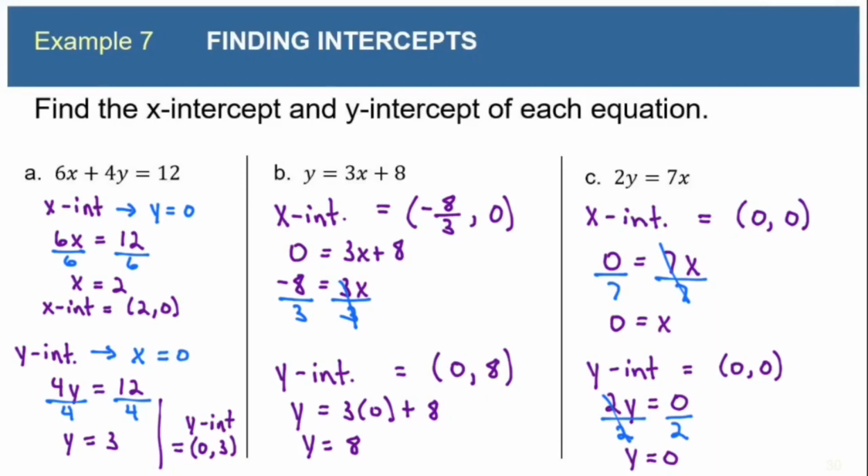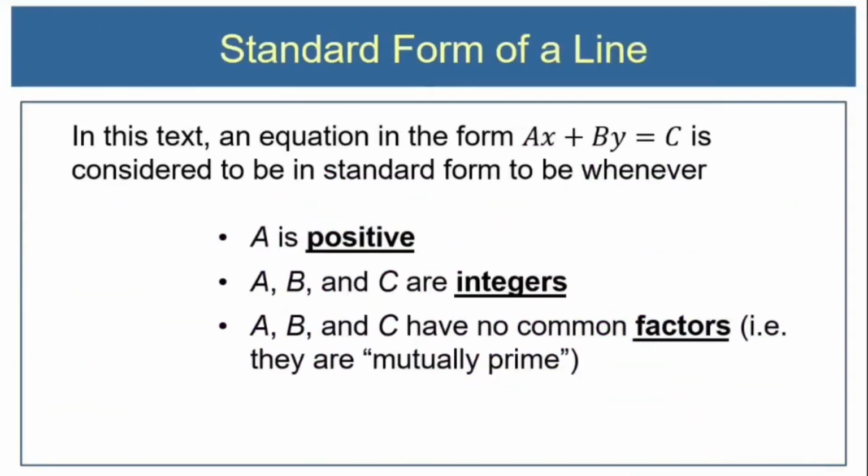Okay, now we're going to shift gears a little bit and talk about the standard form of a line. Standard form is just a way of writing the equation where the x term and the y term are both on one side of the equal sign, and the constant is on the other side. And there are a few other rules too.